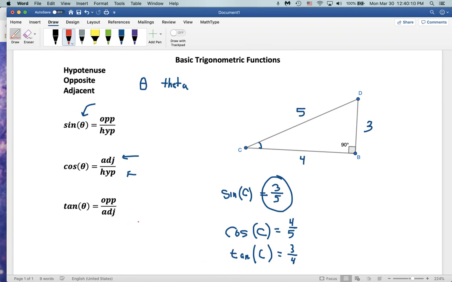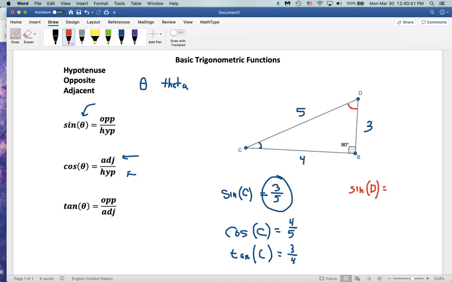Now, we took those trig functions with respect to C. I didn't have to use C. I could have taken them with respect to D, and then it would be different. So if I asked you to find the sine of angle D, it's going to be different than the sine of angle C. It's a different angle. But the ratio is still found by taking the opposite and dividing by the hypotenuse. But now we got to look a little differently.